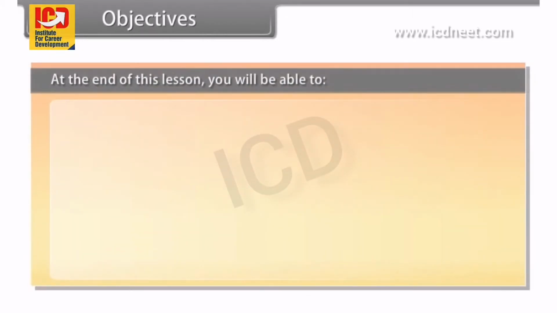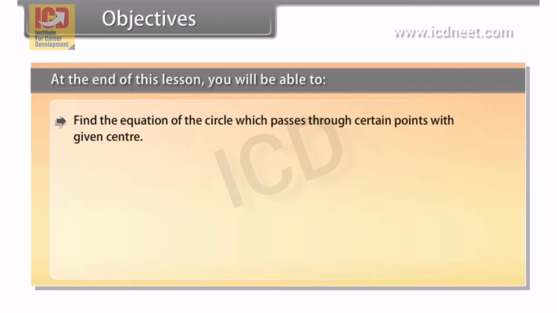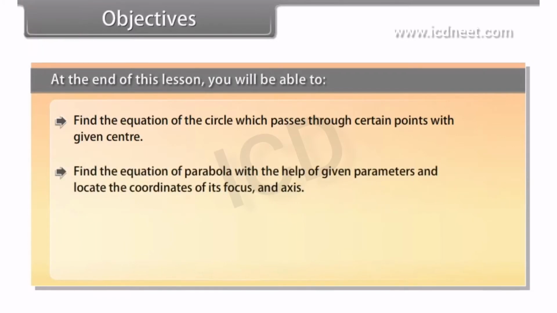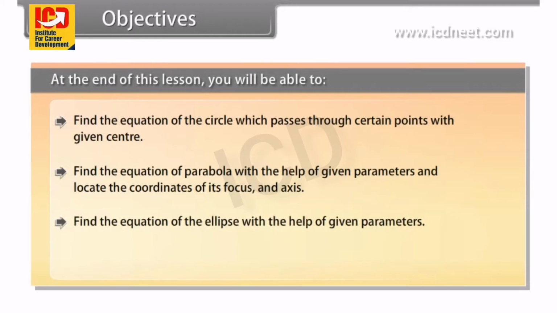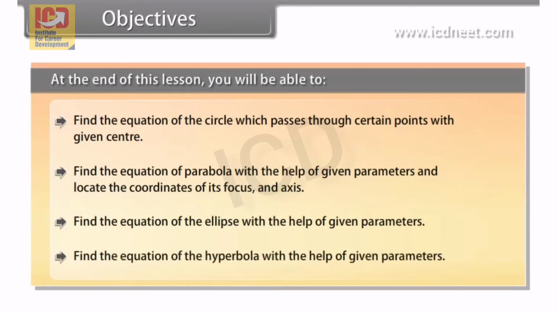Objectives. At the end of this lesson, you will be able to find the equation of the circle which passes through certain points with given center. Find the equation of parabola with the help of given parameters and locate the coordinates of its focus and axis. Find the equation of the ellipse with the help of given parameters. Find the equation of the hyperbola with the help of given parameters.